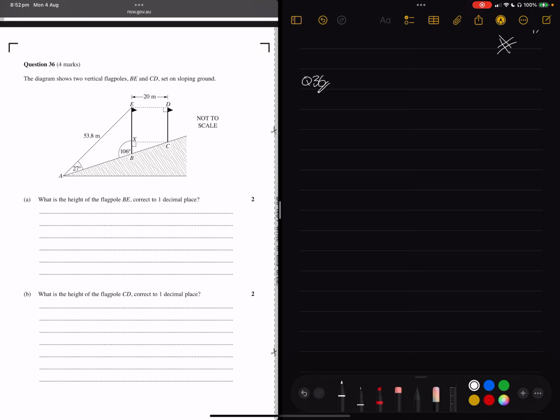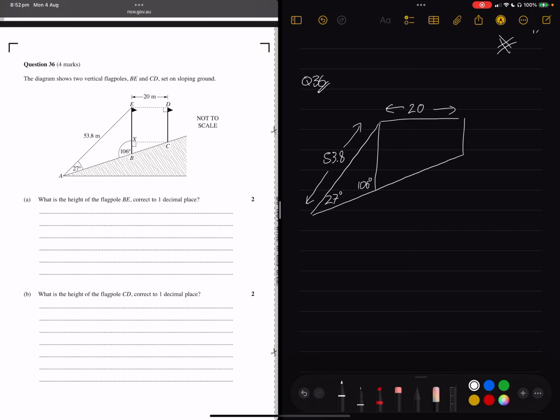So let's draw a little diagram of this. Our diagram is going to look something like this. Line here, flagpole here, flagpole here. Mine's not to scale, but that's fine. That's going to work either way. So this is 20. This is 106 degrees. This is 53.8. And this is 27 degrees.